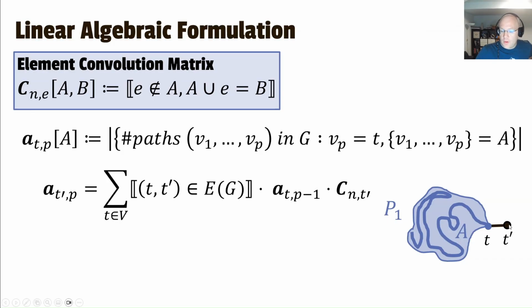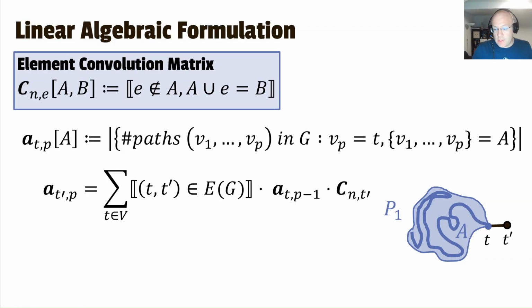So to form a path of length p that ends at t prime, of course what we can do is sum over all possibilities for the penultimate vertex in the path. Let's call that t, so we sum over all possibilities. Then we better have that there is already an edge from t to t prime in the graph, otherwise we cannot complete this into a path.